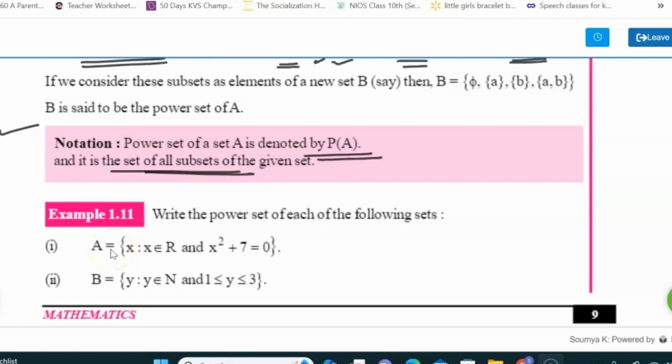Let's check two questions that are given here. Write the power set of each of the following sets. So this is the set that we have to find out. The first question says A is a set of elements x where x belongs to R, and x square plus 7 is equal to 0. So these are the two conditions. Let's solve it and see what we get.